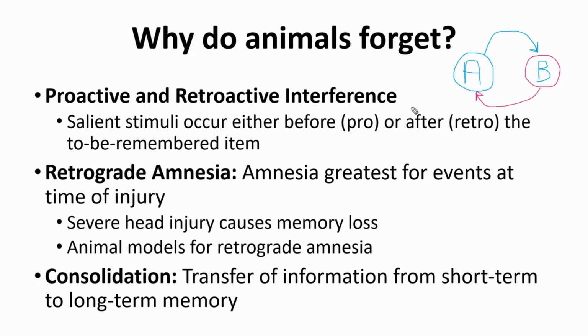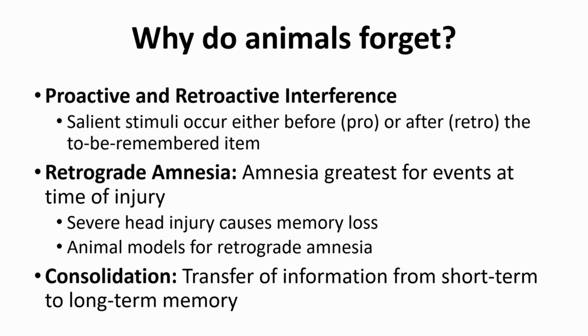So pro meaning it's the forward moving, so A interfering with B. Retro meaning we're moving backwards, where B is interfering with A. That's just my way of remembering it. You might find your own technique to do that. But either of those situations can happen. If one or other of the stimuli is extra salient, it can interfere with the acquisition of something that comes either before or after it, and it can make it harder to remember.